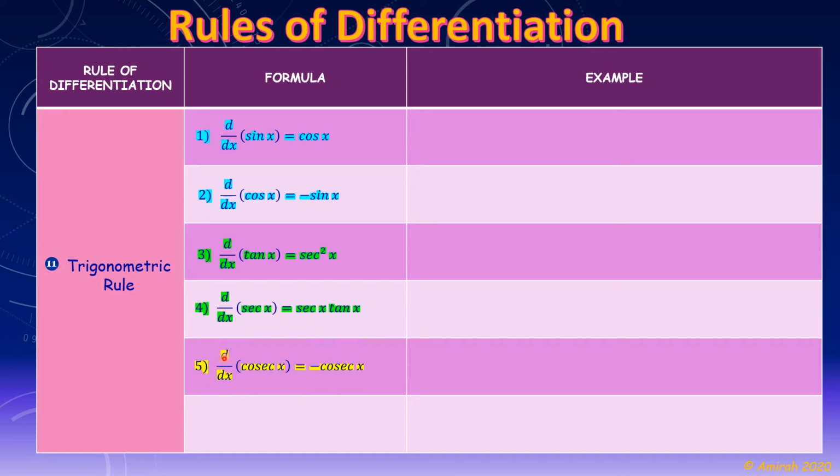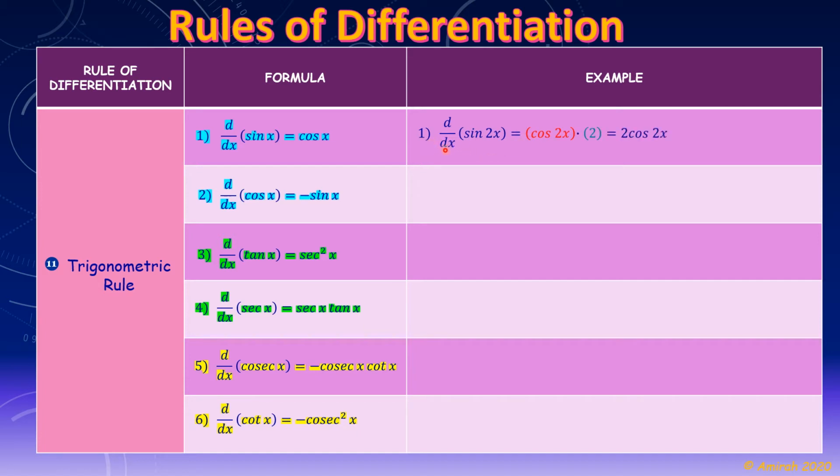Number 5 is the derivative of cosec x, and the answer is negative cosec x cot x. And number 6, the derivative of cot x equals negative cosec squared x. This is the 6 formulas under the trigo rule to memorize. Now let me look at the examples.